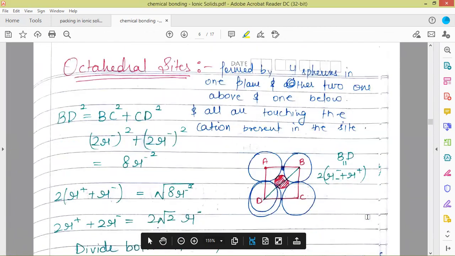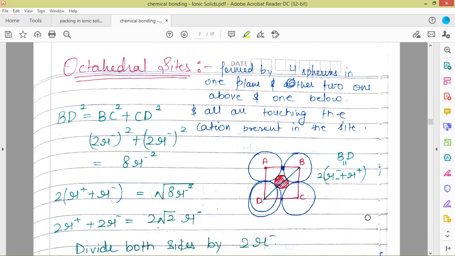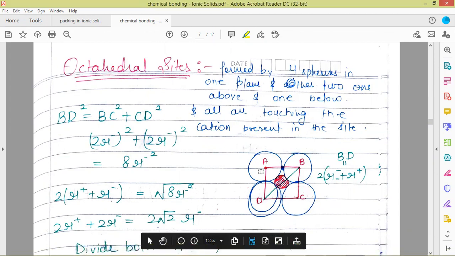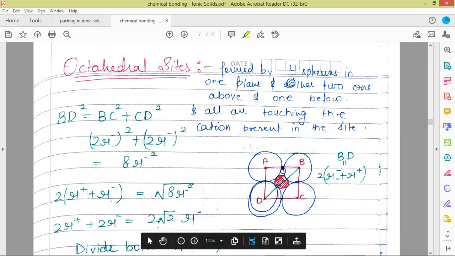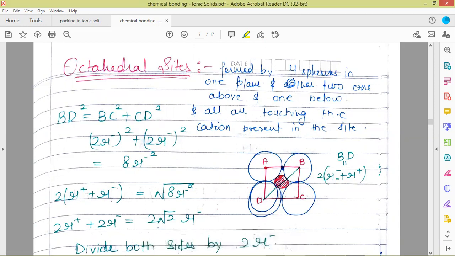Next we have the octahedral site. As we have previously discussed, this is made up of 6 spheres. Here we have just shown 4 spheres which are present in the plane, and 1 sphere is going to be present at the top and 1 sphere at the base. Now we have opened up this side and removed the top one and the bottom one. So we have 4 spheres at the 4 corners of the square, and in the center lies the cation which is present in the site.